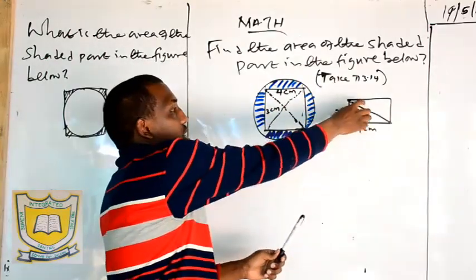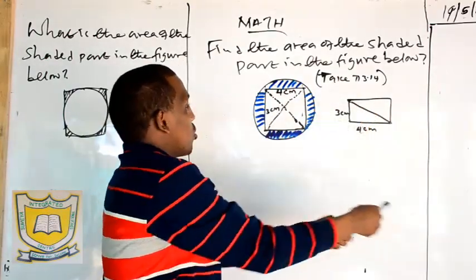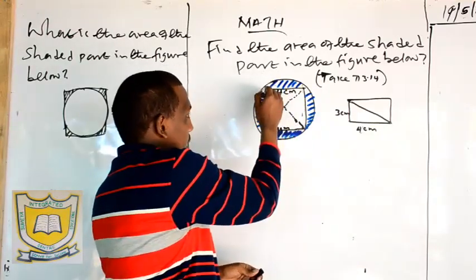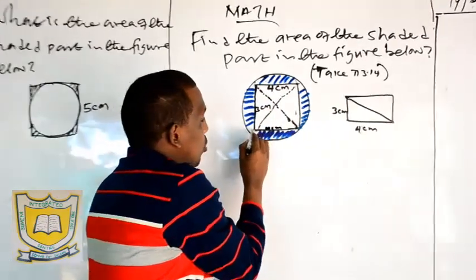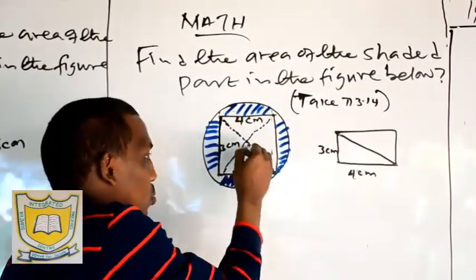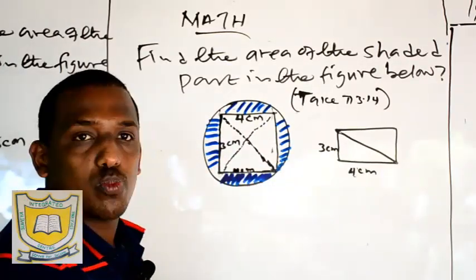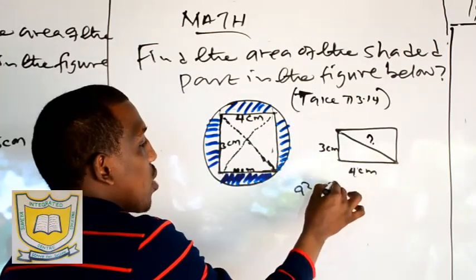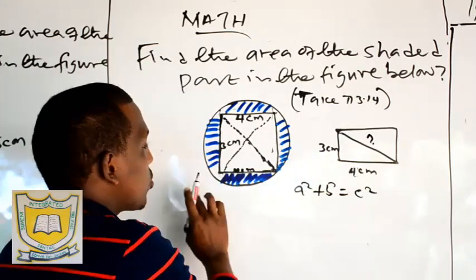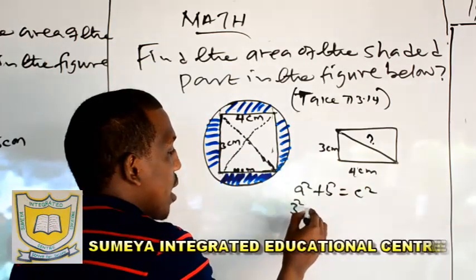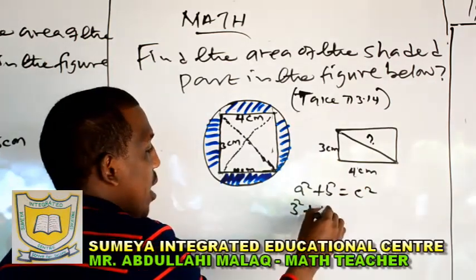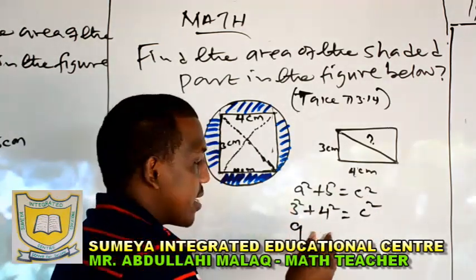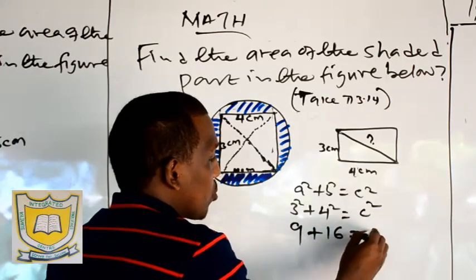Here, if I want to get this line, because this line is 4, this line is also 4 because they are the same, 4 centimeter. I also have this one, but I'm lacking the hypotenuse. So I will use the Pythagoras theorem formula. We said a squared plus b squared is equal to c squared. Height 3 squared plus 4 squared is equal to the hypotenuse c squared, which we don't know. So 3 squared is 9, plus 4 squared is 16, is equal to c squared.